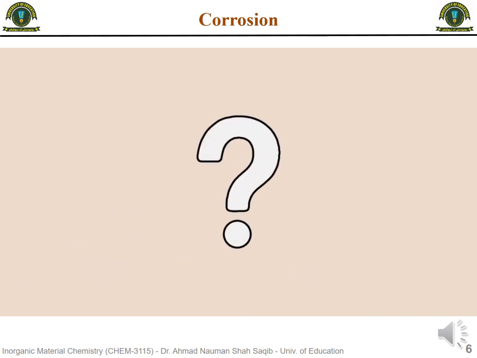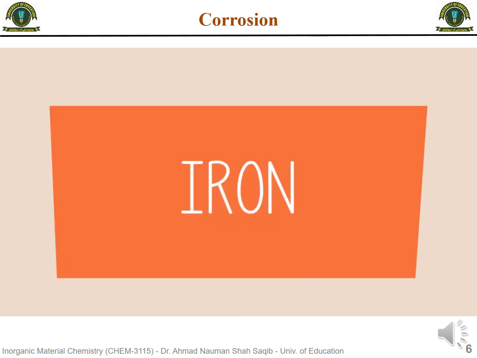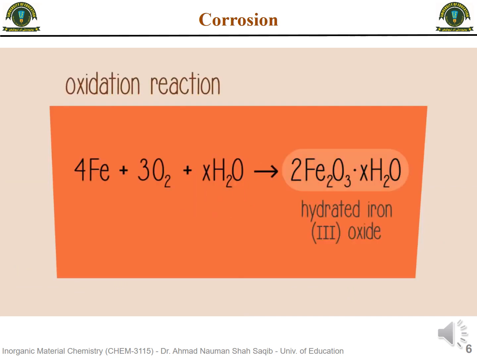So what has happened here? The iron has undergone an oxidation reaction, forming hydrated iron-3 oxide, or rust. Salt and acid act as a catalyst for this reaction, which is why the nail in the second test tube formed more rust than the nail in the first test tube.